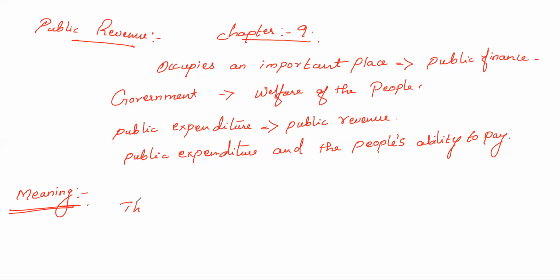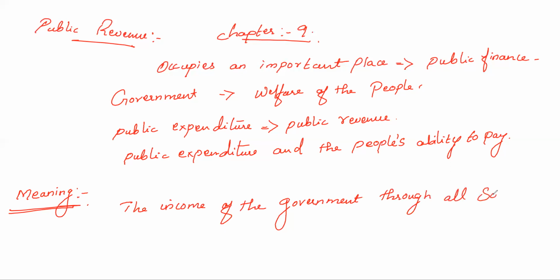So the income of the government through all sources is called public income or public revenue. Okay, public income or public revenue.